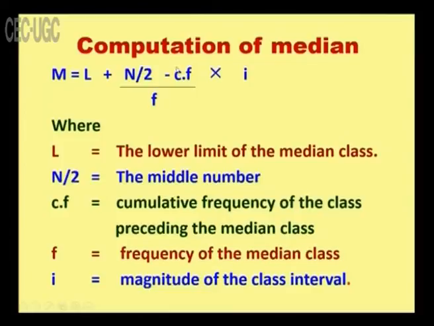And now, how shall we calculate the median in a classed interval? There is a small formula: M is equal to L plus (n by 2 minus Cf) by f into i, where L is the lower limit of the median class, n by 2 the middle number, Cf the cumulative frequency of the class preceding the median class, f is the frequency of the median class, and i is the magnitude of the class interval.